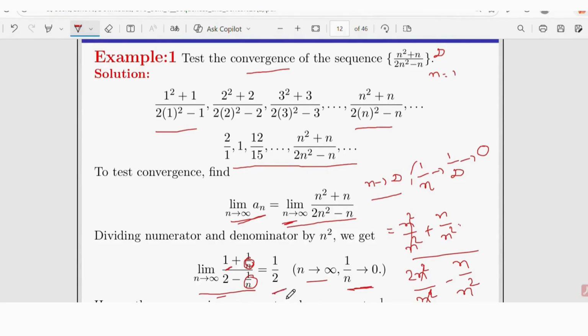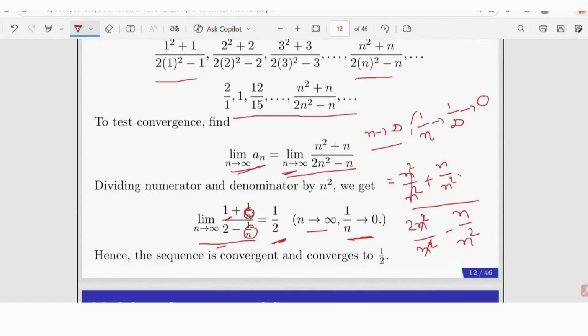And what is 1 upon 2? 1 upon 2 is a finite value, and it is a single value. So limit n tends to infinity of a_n is equal to a finite value. What do we conclude? The sequence is convergent, and it converges to which number? The sequence converges to 1 by 2. So the given sequence is a convergent sequence and it converges to the finite value 1 by 2.